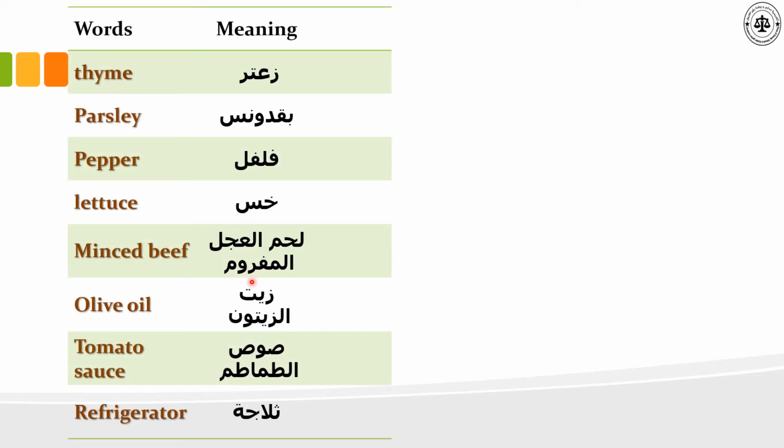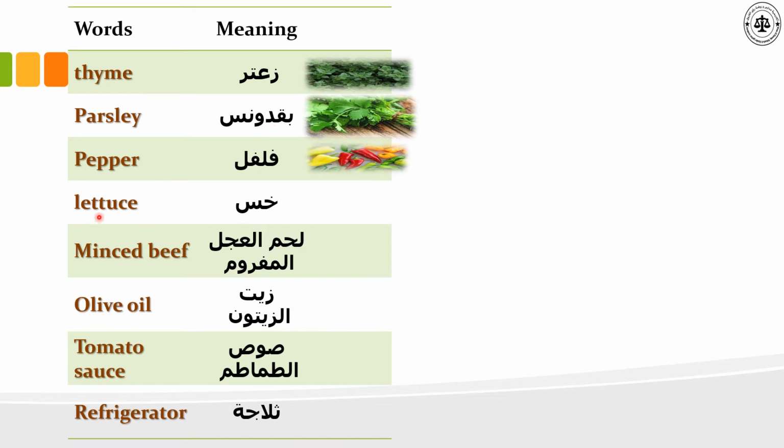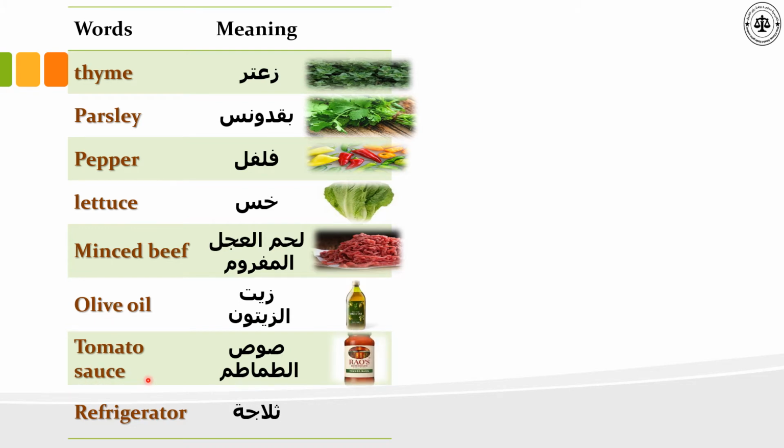I'll start the lesson by showing you some important words with the meanings in Arabic for these words. The first section of these words: thyme بمعنى زعتر, parsley بقدونس, pepper فلفل, lettuce خس, minced beef لحم العجل المفروم, as we see in the picture. Minced بمعنى مفروم. Olive oil زيت زيتون. Tomato sauce صوص الطماطم. Refrigerator بمعنى البراد.